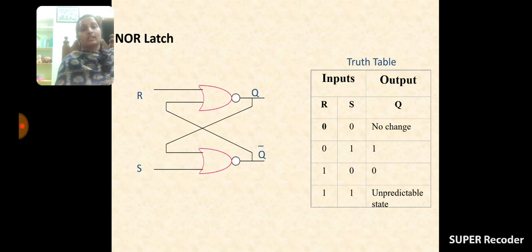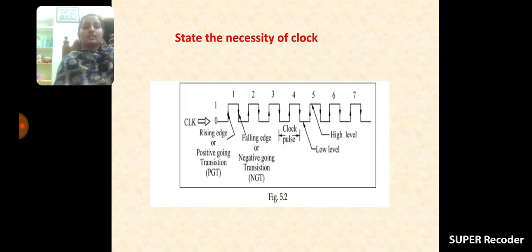And see here, if R is equal to 1, again Q is equal to 0 and Q bar is equal to 1 we are getting. So this state is called reset state. If S is equal to 1, Q is equal to 1 we are getting, that state is called set condition. And finally, if both inputs are high, no valid output will be produced. That state is called unpredictable state. The operations of both NAND and NOR are the same. Okay.